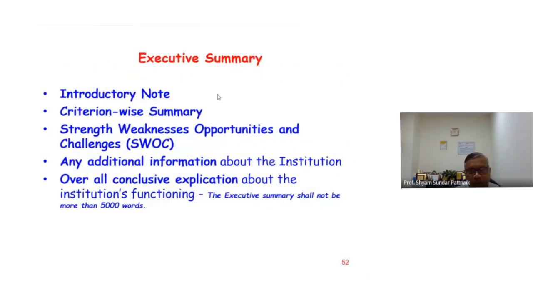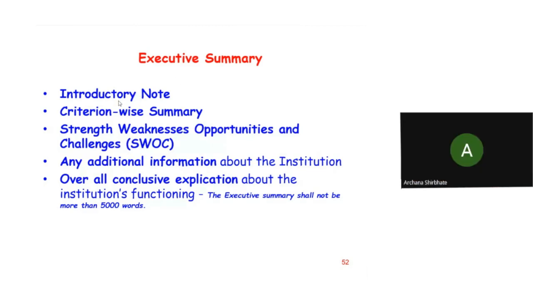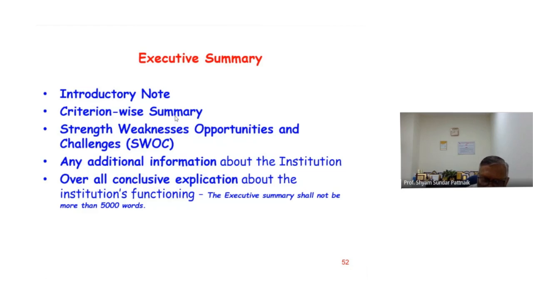Then there is an executive summary requirement. You have to do it within 5,000 words. The executive summary needs to be written very precisely, because you are giving an introductory note, criteria summary, your strengths, weaknesses, opportunities, and challenges, that is SWOC. Then any additional information about the institute which your portal has not facilitated you to upload or take into account, and also an overall conclusive explanation about the institute's functioning.